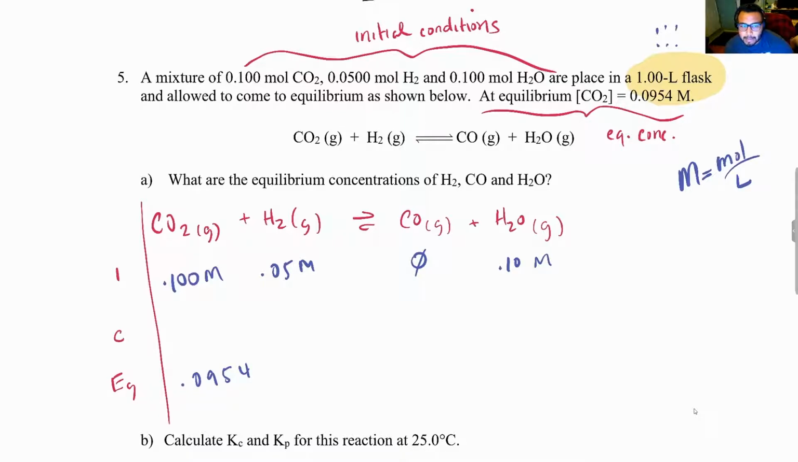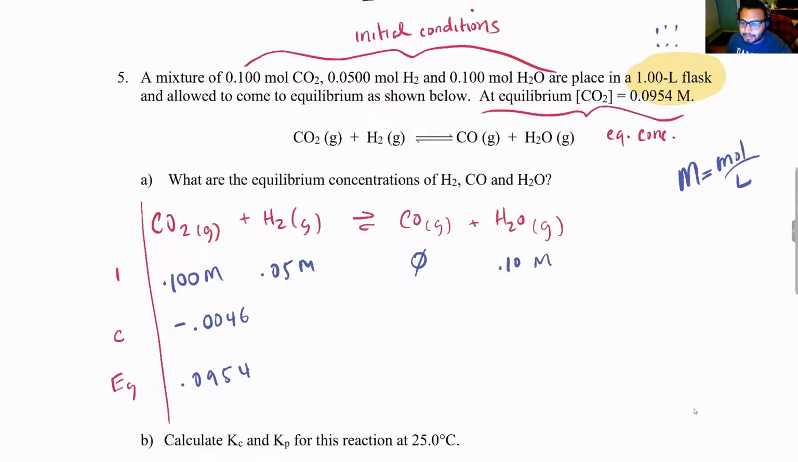That means some change occurred, from 0.1 to 0.094, and we need to solve by how much it changed. So let's just subtract 0.1 minus 0.094. If you do that, you find that it changed by a value of negative 0.0046. We had initially 0.1 molar, and the concentration changed by 0.046.